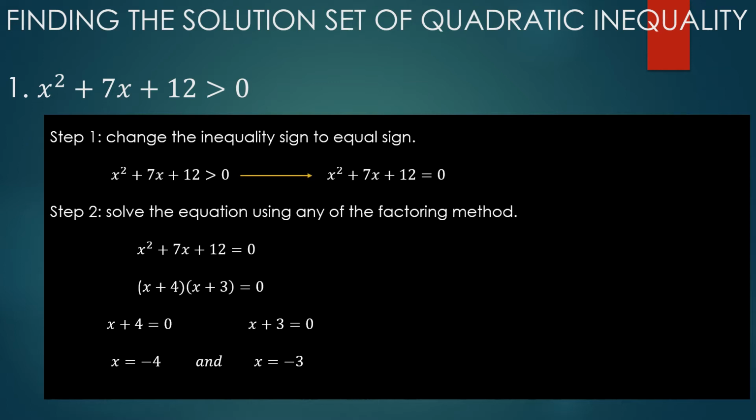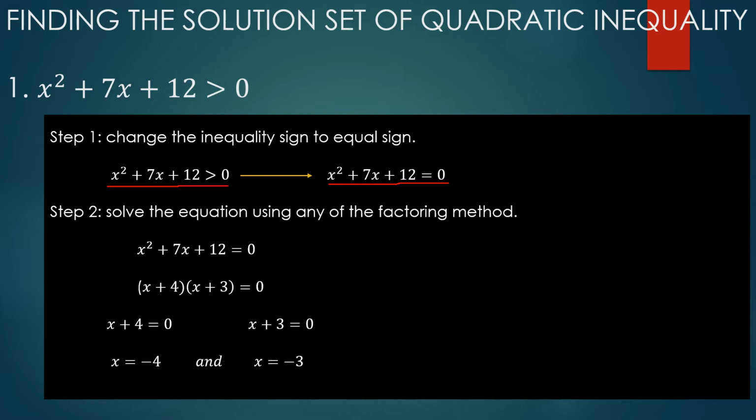So, ayan siya. From x squared plus 7x plus 12 is greater than 0, magiging x squared plus 7x plus 12 equals to 0. So, bakit gagawin yan? Okay, para makuha natin yung mga roots nila. Okay? So, eto na yan sa step number 2. Solve the equation. Equation na siya kasi naka-equal sign naman. Using any of the factoring methods.